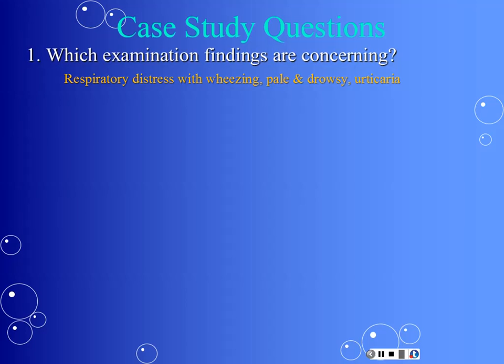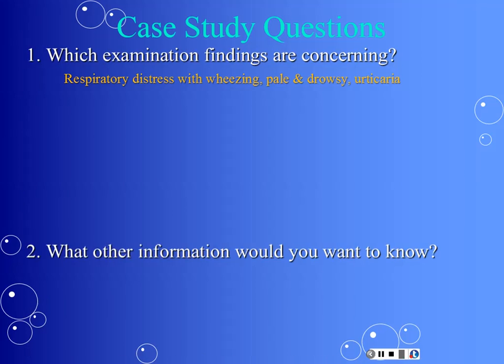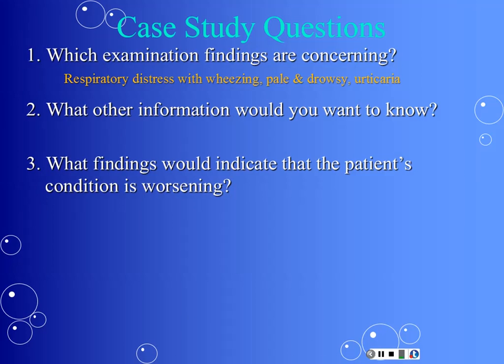What other things would we want to know about him? Think about some of the stuff we talked about on assessment day. What are we checking? The C's. We're checking the C's. So what else? What do we know already? What did they tell us already? Color. He's pale.